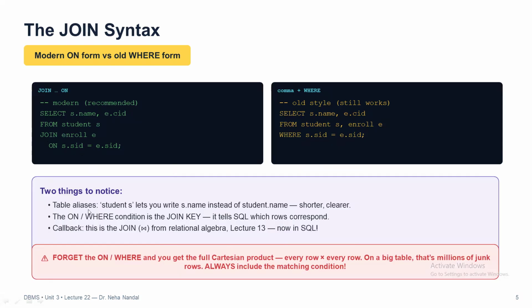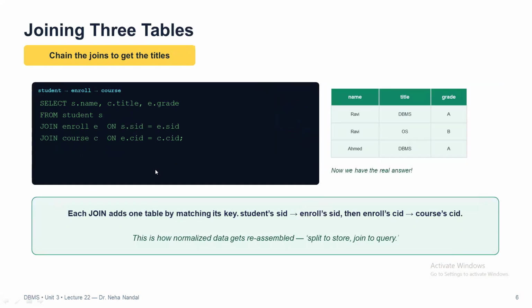So aliases we have already discussed. And this is our old style, and this also works: comma plus where. There are two ways. So that is the thing, students. Fine. So we tried both of them in Workbench.